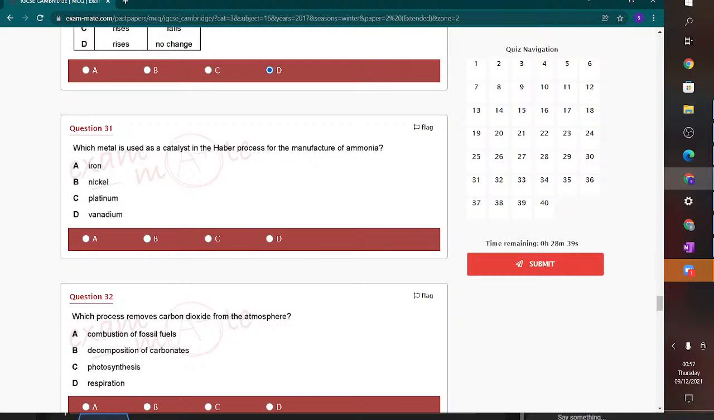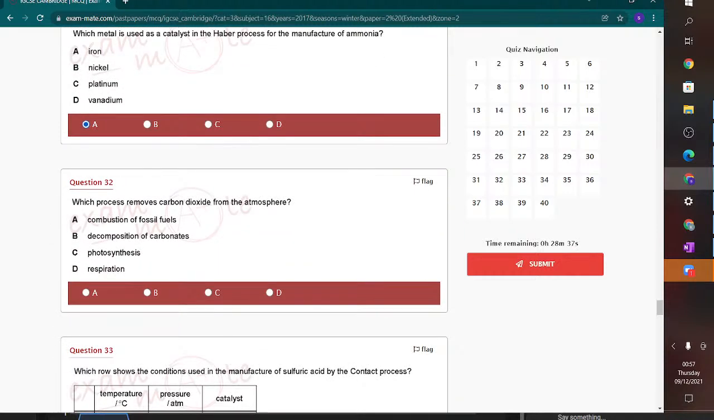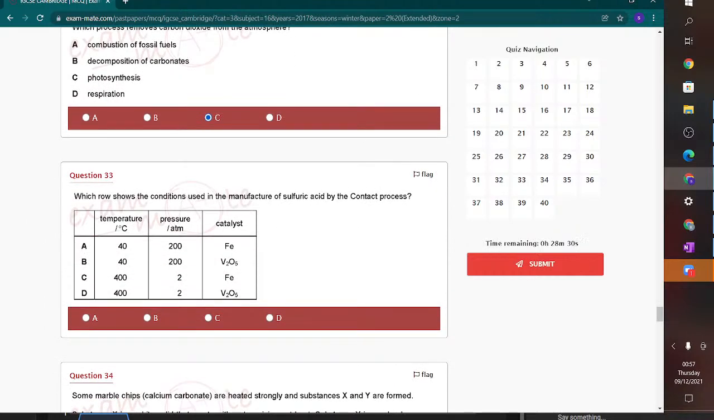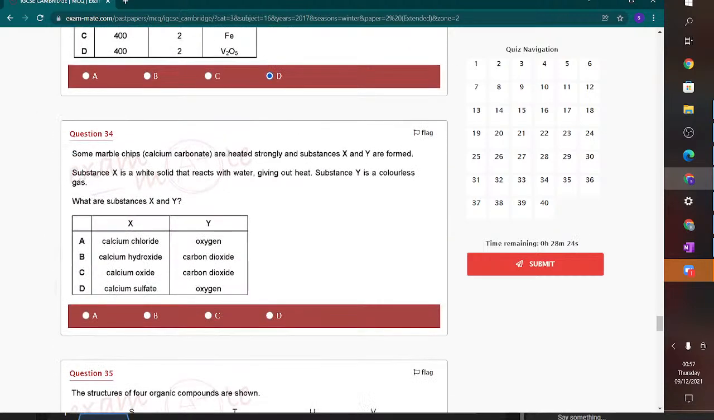Catalyst in the Haber process, that's iron. Which process removes CO2 from the atmosphere? That's photosynthesis. Contact process: 400, 200, high temperature, low pressure, catalyst is V2O5. Calcium carbonate when heated decomposes to form calcium oxide and carbon dioxide, as we know. Carbon dioxide turns lime water milky and it is colorless.